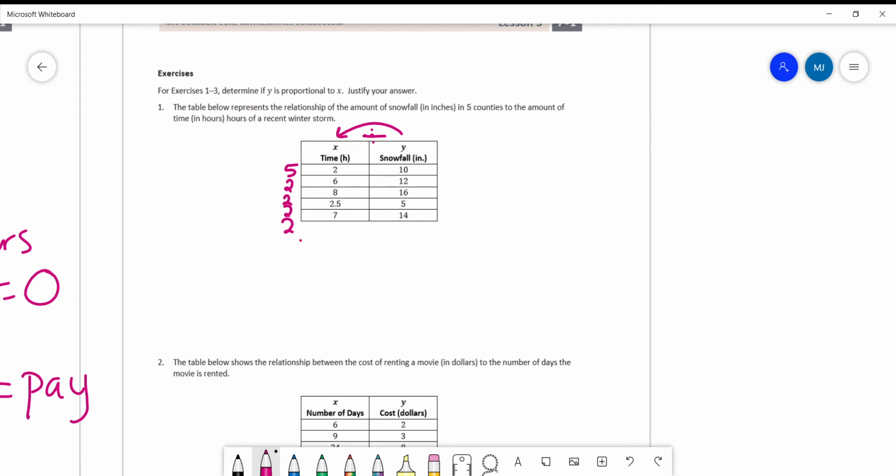So on here, once you've done those divisions, you check right here. Are all these the same? No. Which one's different? So for the first 2 hours, it snowed 10 inches total, which is an average of 5 inches per hour. But then the snow tapered off, and it only snowed an average of 2 inches per hour. So this is not proportional.